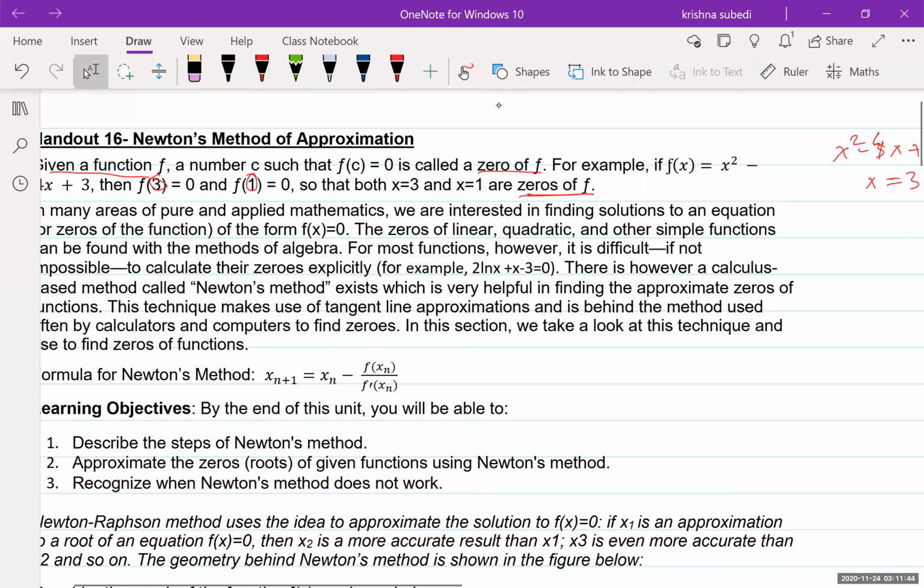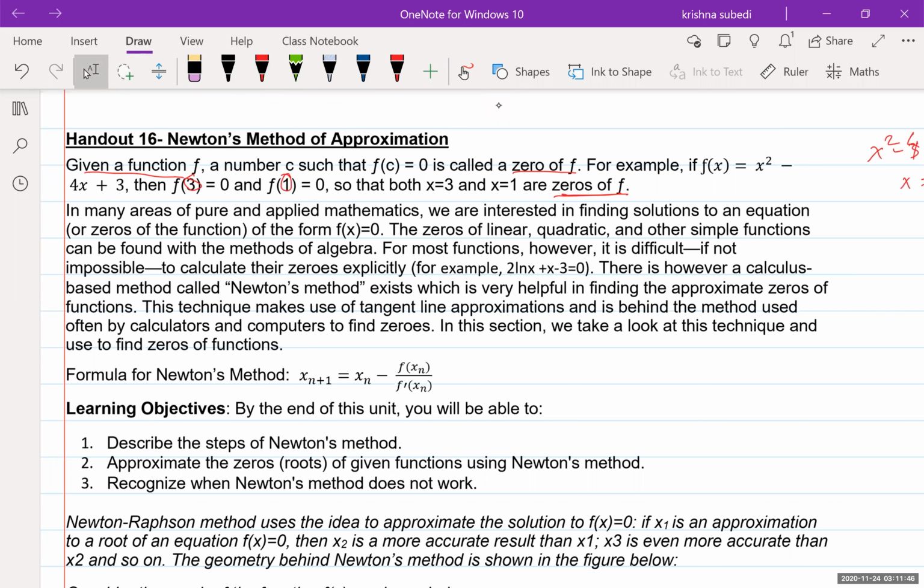And in many areas of pure and applied mathematics, we sometimes are required to find solutions to an equation of the form f of x equal to 0. The zeros of linear, quadratic, and other simple functions can be found with the methods of algebra, which you already know from your pre-calculus or from your high school. You found the zeros of simple linear or quadratic functions, hundreds of those, I believe, in your high school and pre-calculus.